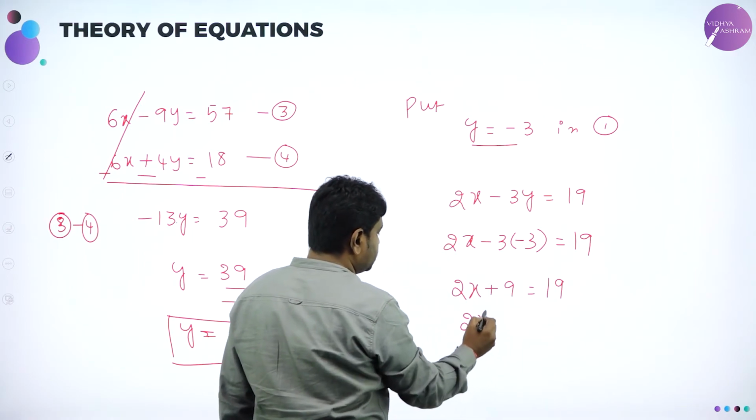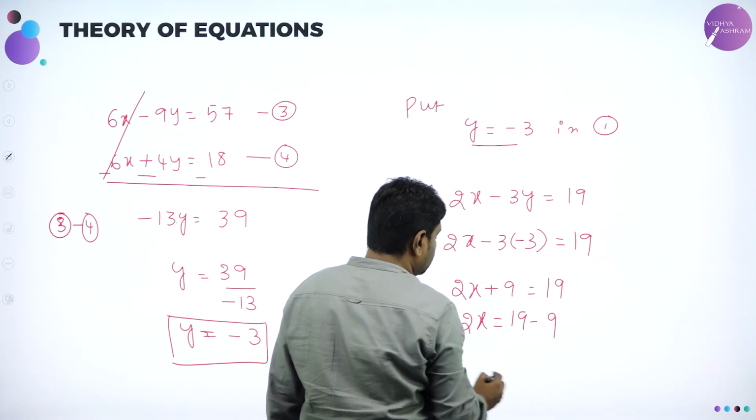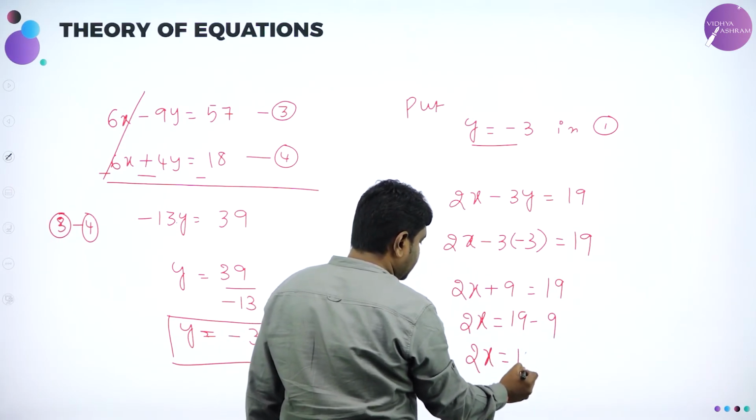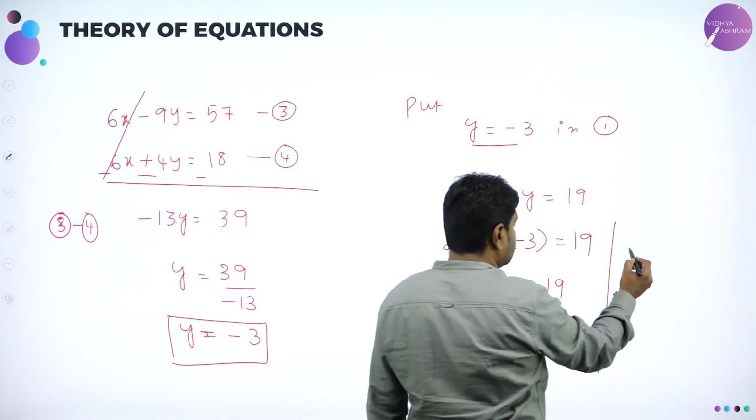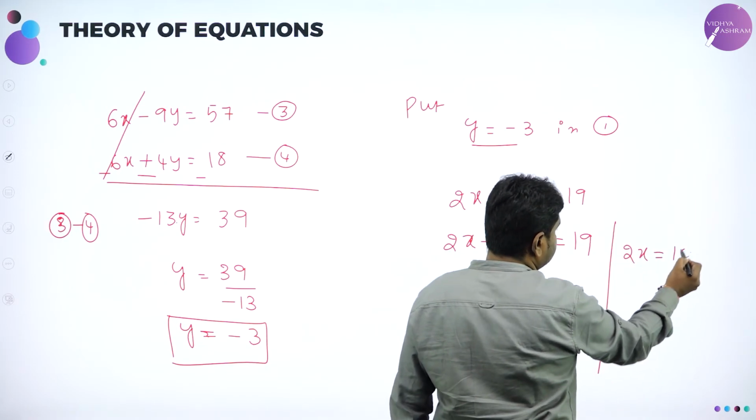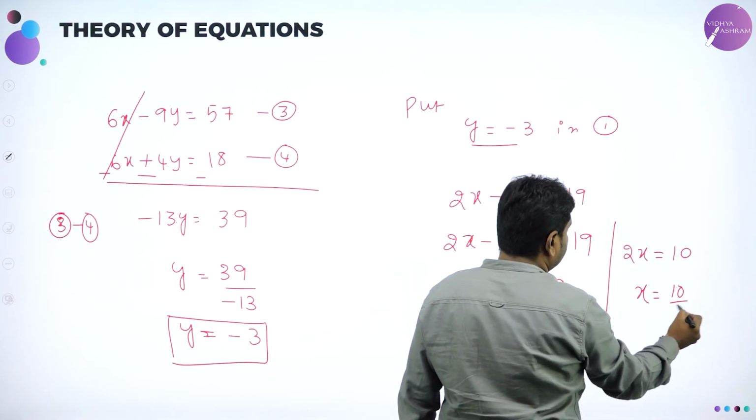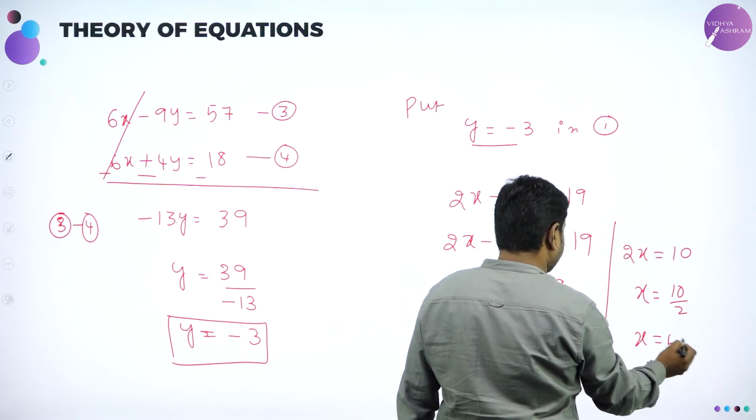So that is 2x is equal to what? 19 minus 9. That is 2x is equal to what? 10. Further, we need x. So 2x is equal to 10 and x is exactly 10 by 2. And 10 by 2 is what? 5.